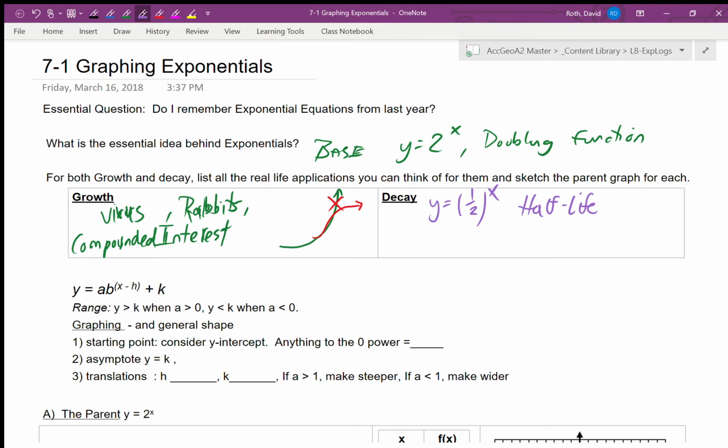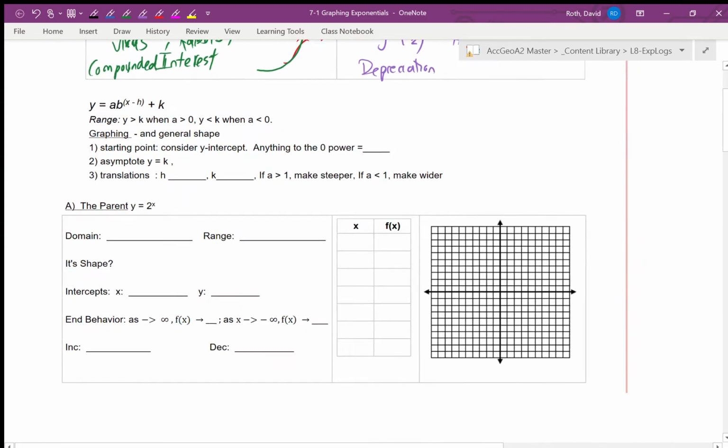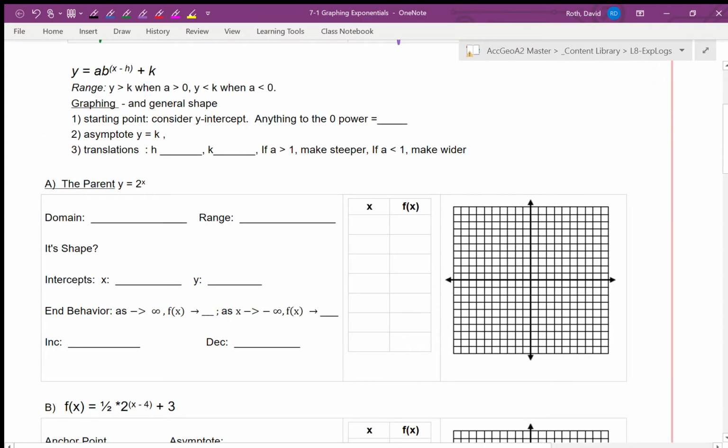Another thing might be depreciation. Just like with compounded interest, your money is growing big faster with things like cars. They might be depreciating at a certain rate, how long till your car is half of its current value, and then half of that value, and then half of that value, sort of things like that. Okay, let's just go to see the picture. We'll come back up to here after we do the parent function. I think that's a little bit easier.